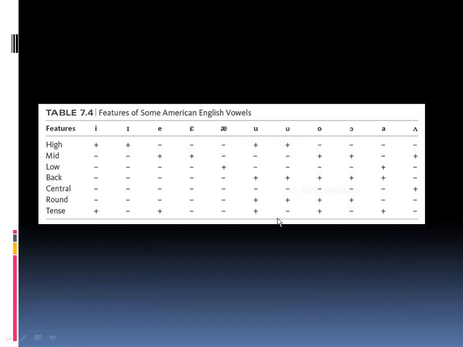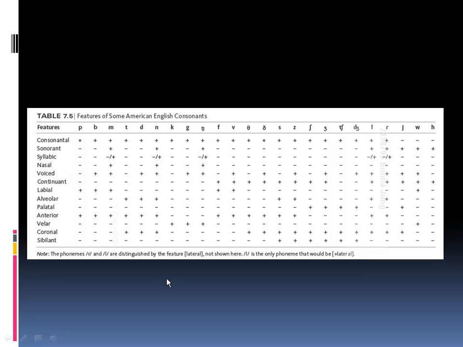So there's the distinctive feature chart for English vowels. It's a binary representation. Consonants. Okay, I don't expect you to memorize all these things, but I want you to be able to understand what these mean. Because on the test, I will give you the charts, but unless you know what this means, you won't be able to apply these.